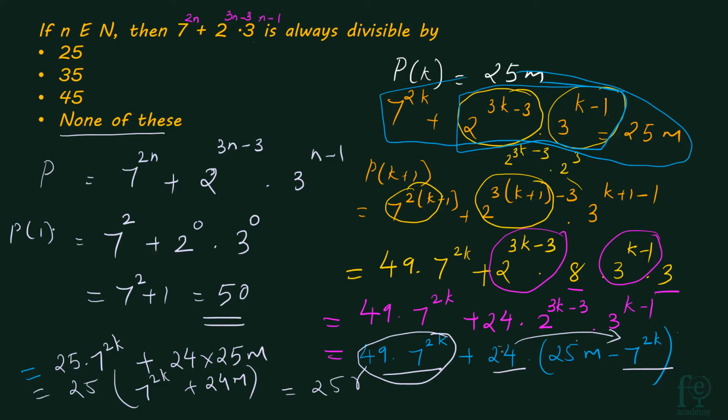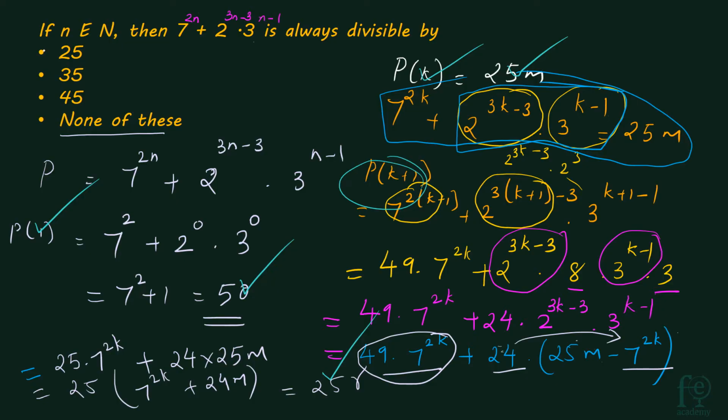So what did you do here? Just now you proved P of 1 is a multiple of 25. You assumed P of k is equal to 25m, and from there you got P of k plus 1 is equal to 25r, or P of k plus 1 is also divisible by 25. So P of 1 is true, you assumed P of k is true, and you got P of k plus 1 is also true.